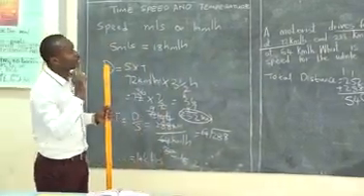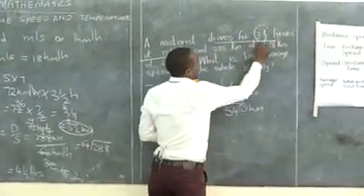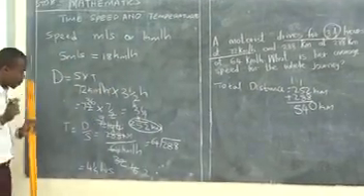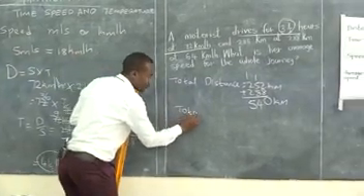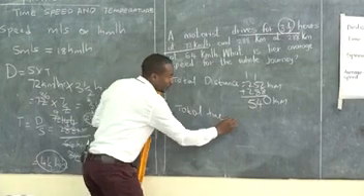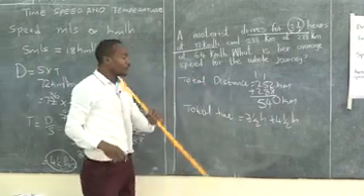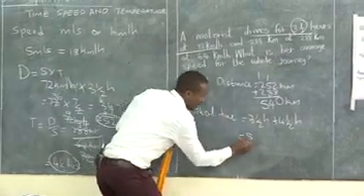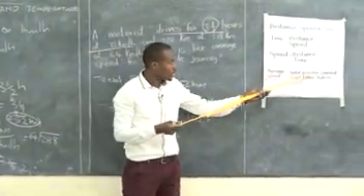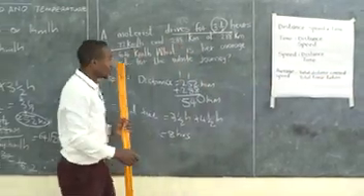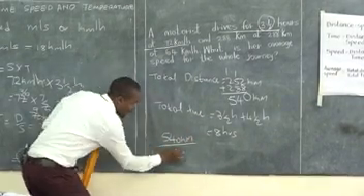We want to get the total time taken. In the first place, we had 3.5 hours, and in the second place, we had 4.5 hours. We add them: total time equals 3.5 hours plus 4.5 hours, which gives you 8 hours. Coming back here, average speed is total distance covered over total time taken. Total distance covered was 540 kilometers divided by 8.